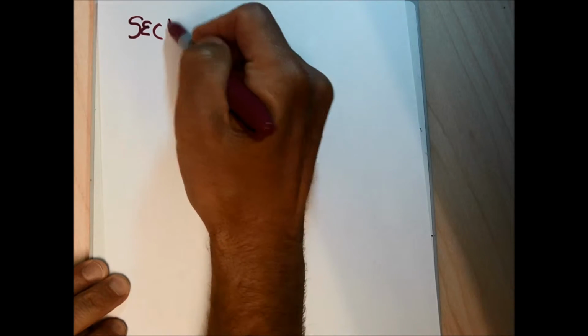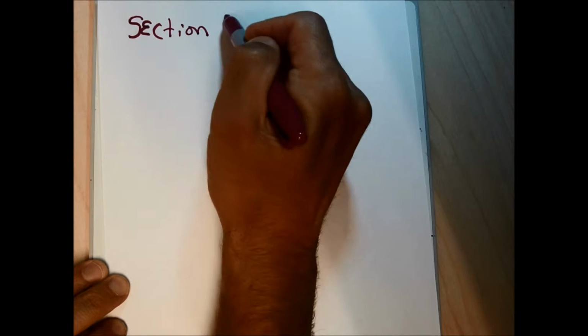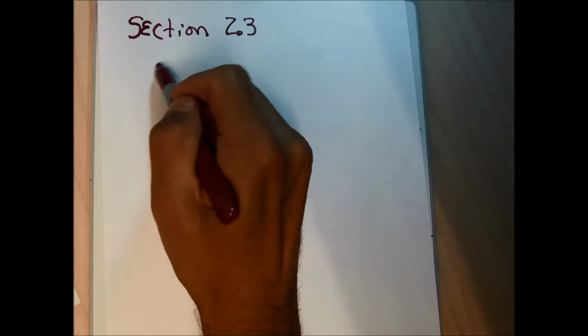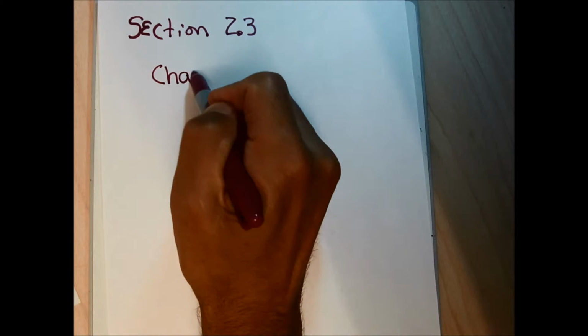All right, so now we're into section 2.3. And we're going to learn a new strategy for taking derivatives. Essentially, we're going to learn something that's called the chain rule.